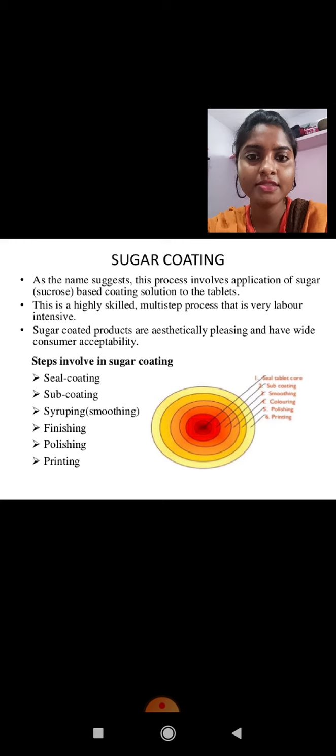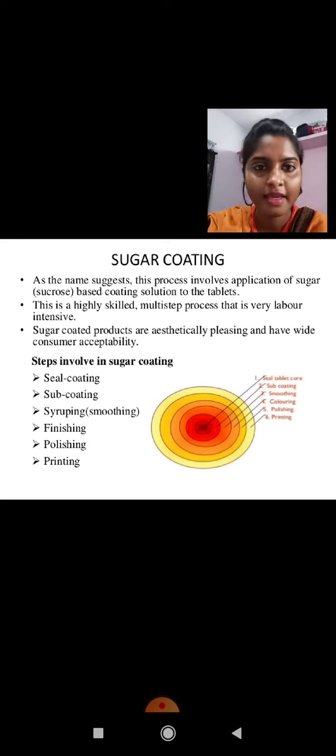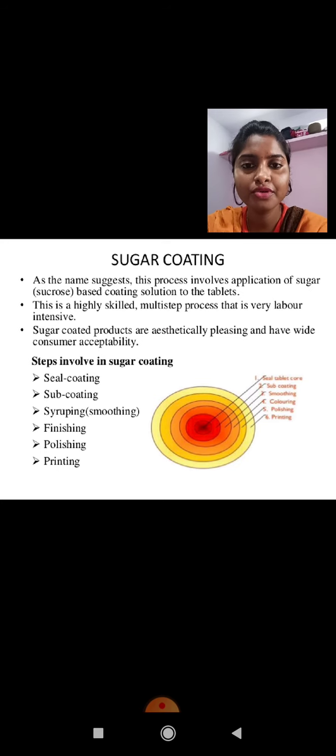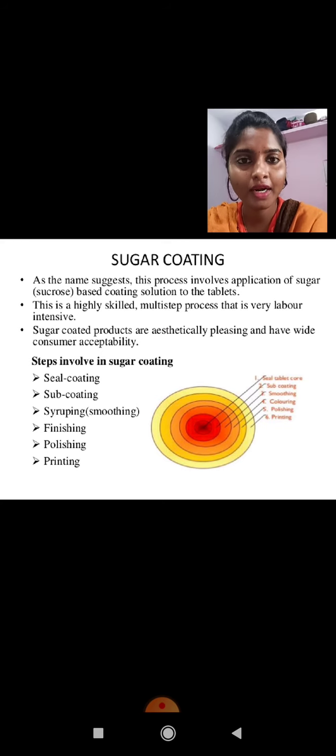As the name suggests, this process involves application of a sucrose based coating solution to the tablet. Sugar coating is mainly a sucrose solution applied to the tablet core. It is a highly skilled, multi-step process that is very labor intensive.